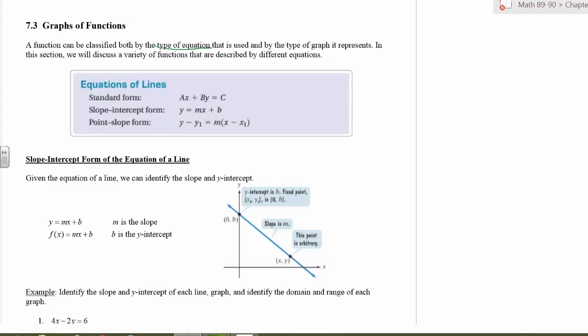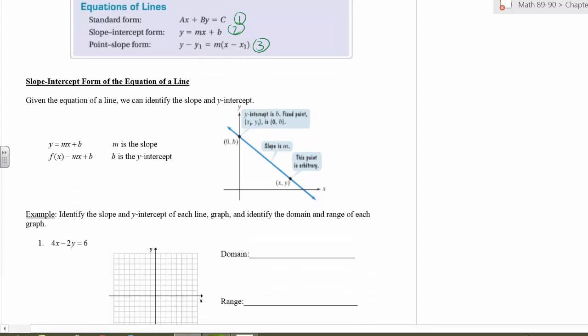So here we have three different formulas for equations of lines. We have standard form, ax plus by equals c, where x and y are on the same side of the equation. We have our more typical slope-intercept form, where the equation is solved for y. And then we have point-slope form, which we use to find the equation of the line if we're given a slope and a point. So let's talk about the slope-intercept form. That's the one that we use the most often for linear equations.